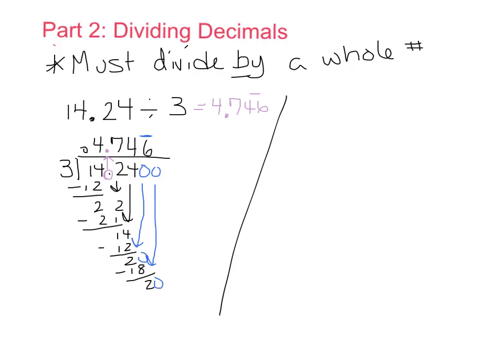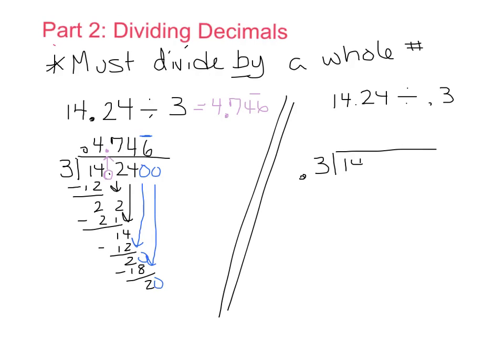Now let's go ahead and change this problem a little bit. Let's say it was 14.24 divided by 0.3. If I set it up, I put the 0.3 on the outside and 14.24 on the inside. The problem is, remember that I must divide by a whole number. Is 3/10 a whole number? No, it's not. So I need to do something to change this.